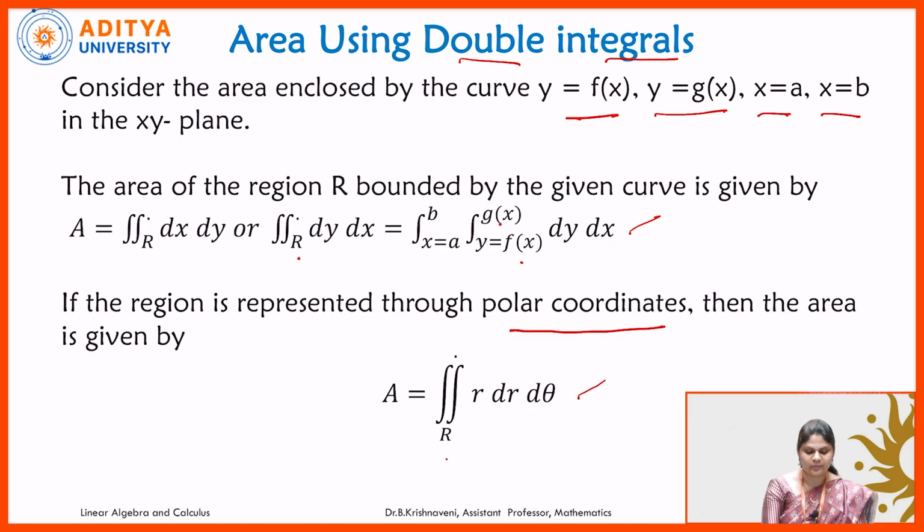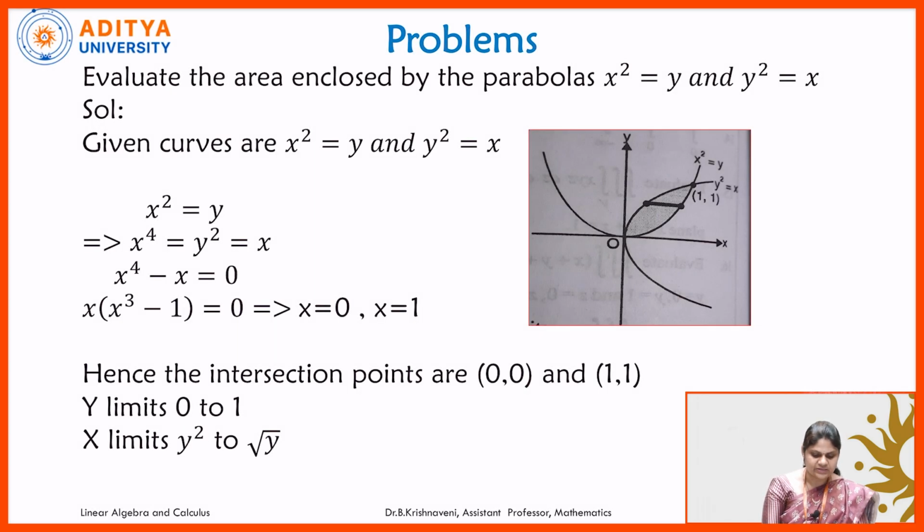So here we are going to learn to find the area using double integrals, one in Cartesian form and the other in polar. To find the area in Cartesian form, if you take a region R bounded by the curves, then it is given by A = double integral over R dx dy or double integral over R dy dx. Depending upon the limits in the question, we take either dx dy or dy dx. If the region is represented in polar coordinates, the area is given by the double integral over R of r dr d theta. Now let's see a question on this.